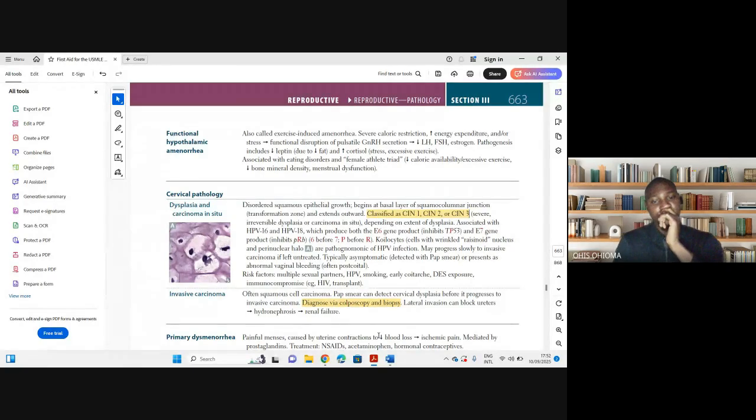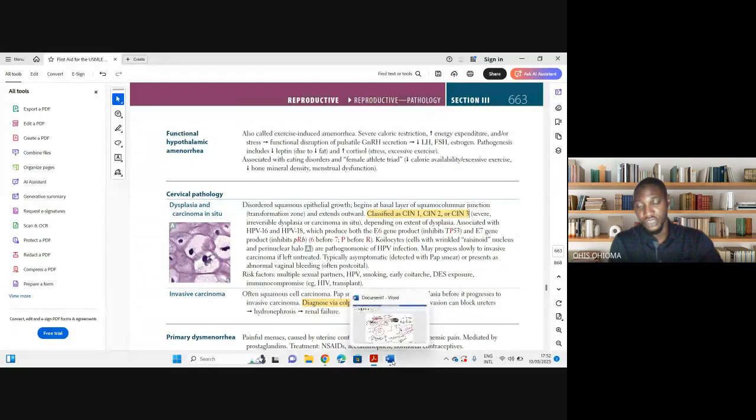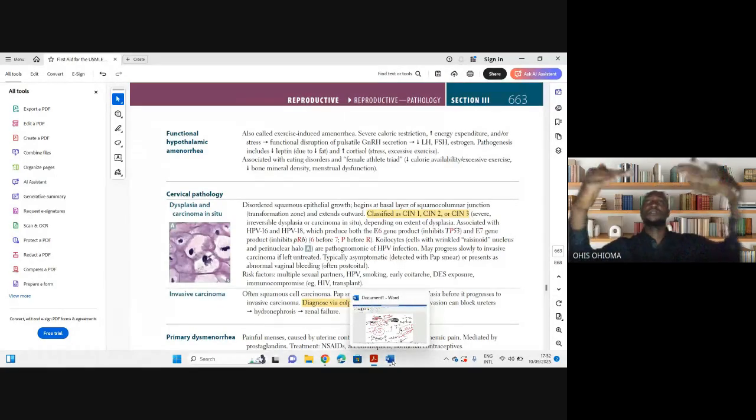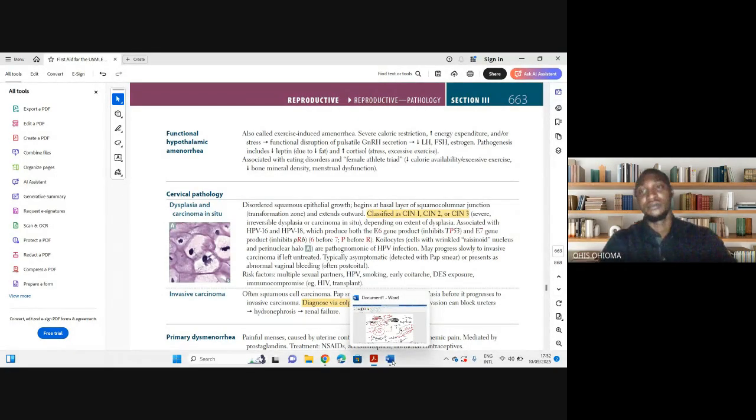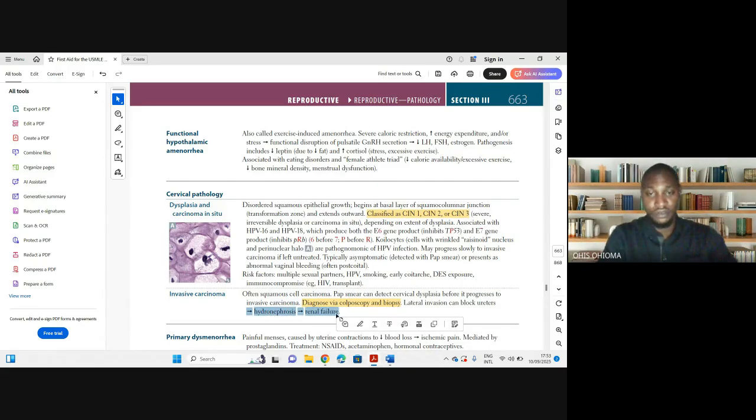Okay, so we want to round off cervical cancer. Another thing you need to know about cervical cancer is that because of its location, it can invade nearby structures, like the ureters. Not only that, it can block the ureter because the bladder is just anterior to the uterus. So if you have a growth at the cervix, it can extend and obstruct the entrance of the ureter into the bladder. And that can cause hydronephrosis, and over time that can lead to renal failure.